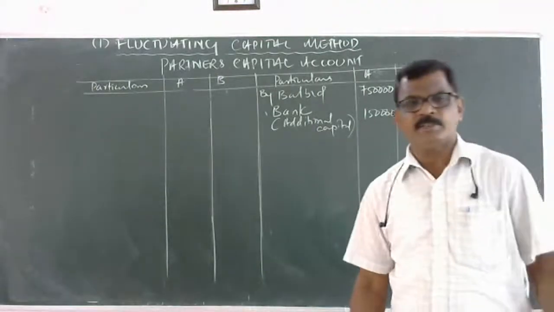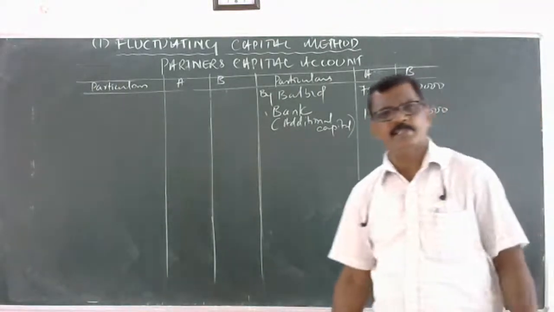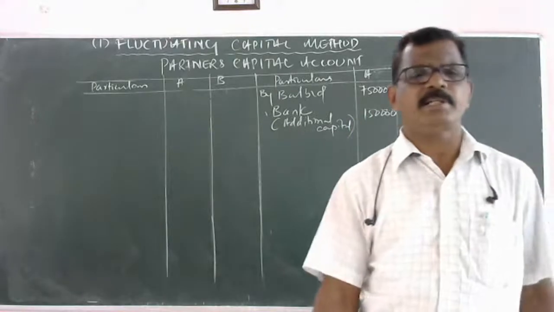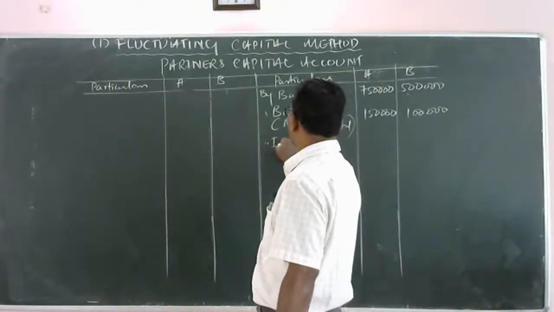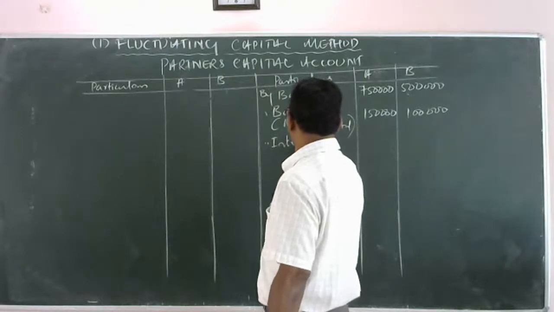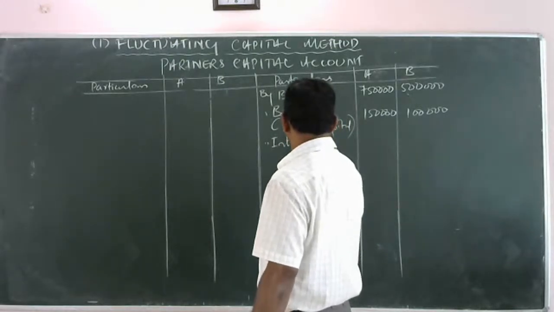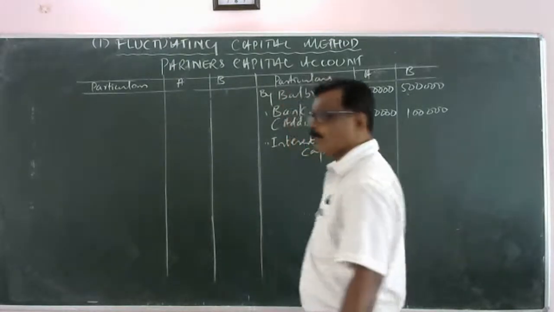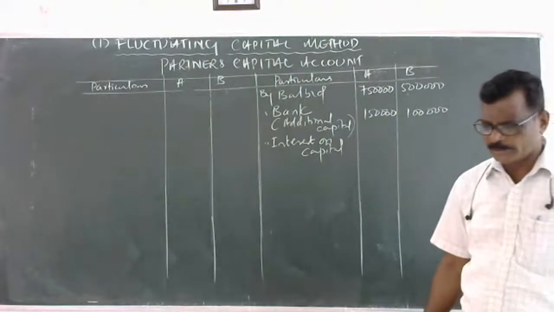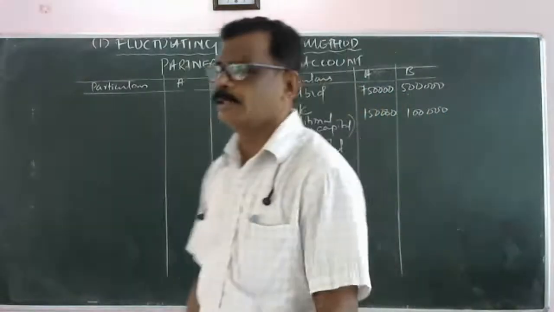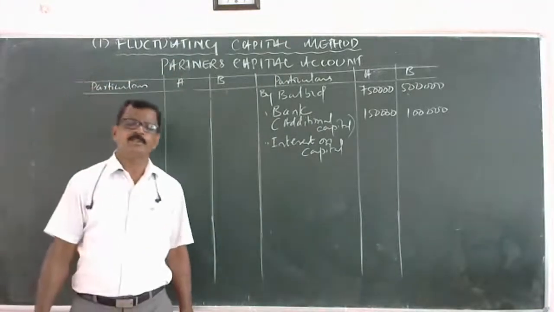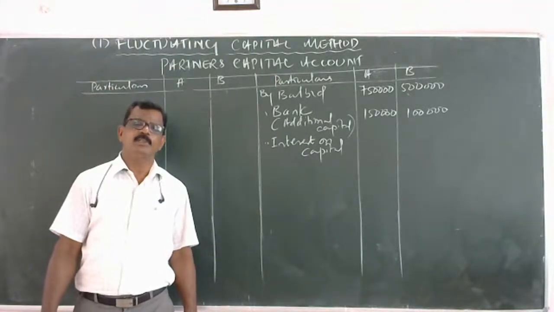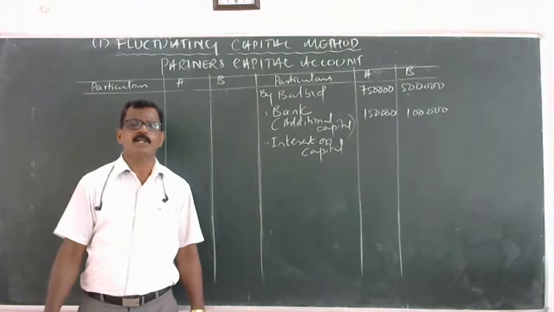What is credited? Once again, what is credited? Interest on capital is credited. So, interest on capital is charged at the rate of 10% per annum. So partners suppose allow interest on capital, right? As per the partnership deed or partnership agreement, interest on capital should be credited to partners capital account.